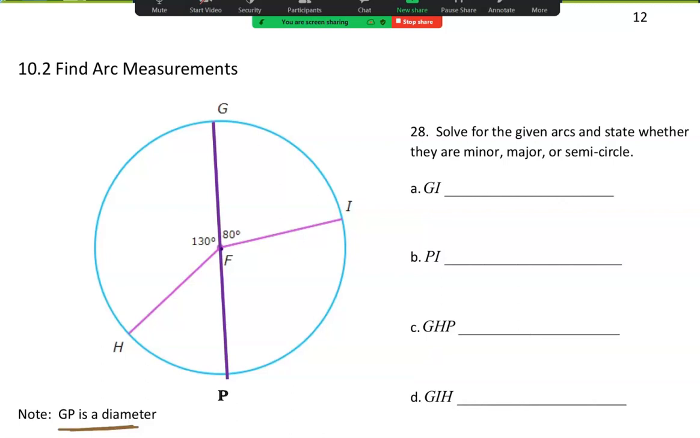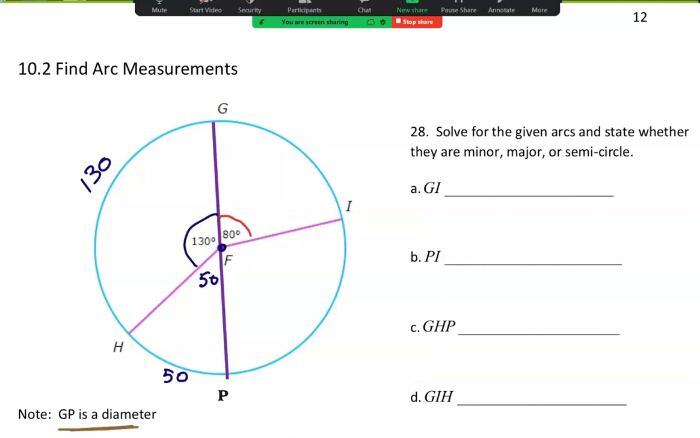So a couple of things. These are central arcs. So that means whatever the measurement of the arc of the inside angle is, that is the measurement of your arc outside. If GP is your diameter, that means on the left side of the circle you have to have 180 degrees. So far I have 130. That makes this 50, and it makes this 50. Okay, we can keep going.